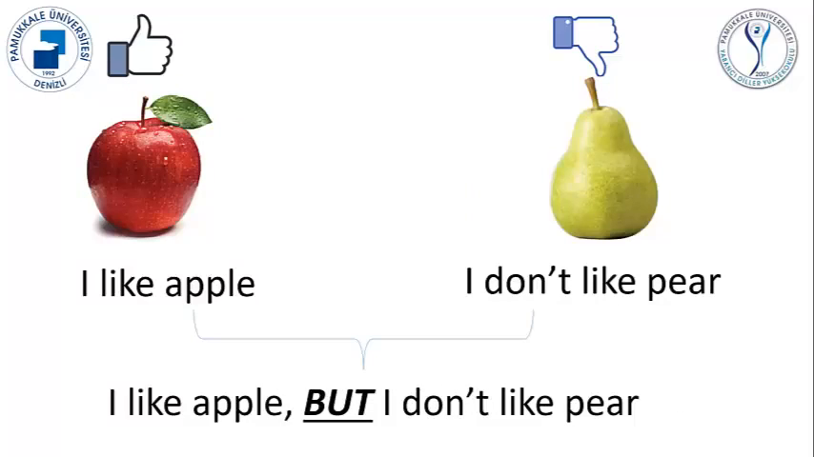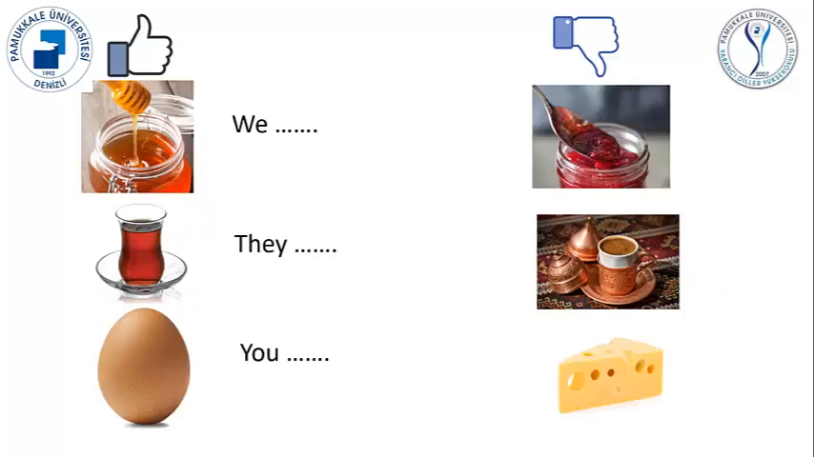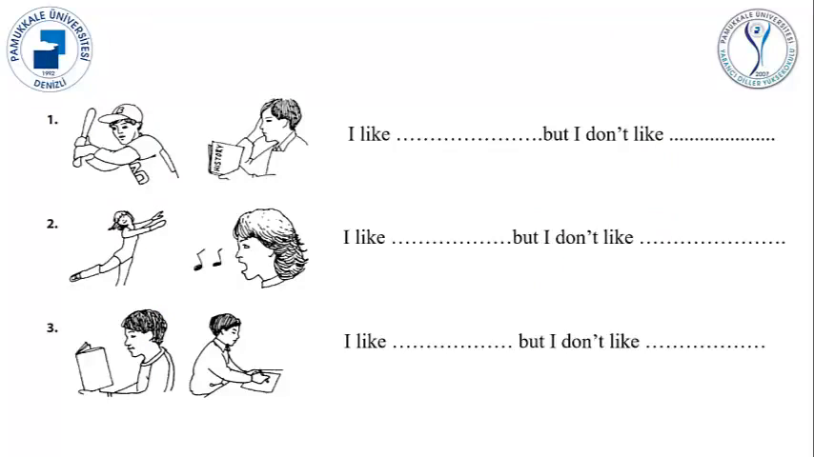I like apple, but I don't like pear. We like honey and we don't like jam. They like tea, but they don't like Turkish coffee. You like egg, but you don't like cheese. And the first one, I like baseball, but I don't like history lesson. The second one, I like dance, but I don't like singing a song. The third, I like reading a book, but I don't like painting or writing.